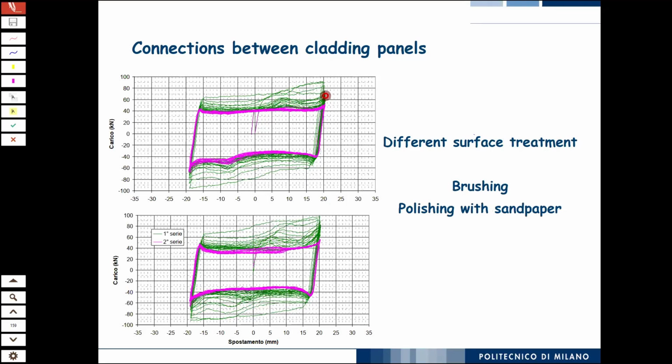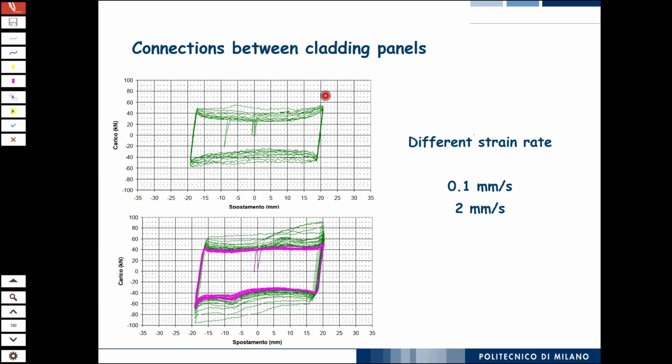Well, then you can say, but okay, if instead of using the plates as they come, I brush them with a steel brush, or I use sandpaper, you see, I improve quite a lot and I make it even more stable, because if it's friction, it depends on the roughness of the cross section. What is the effect of the strain rate?